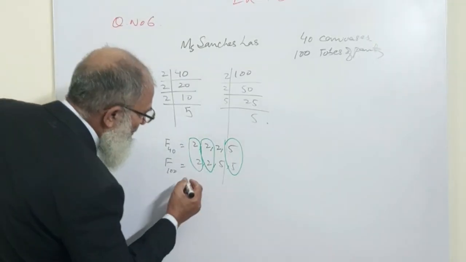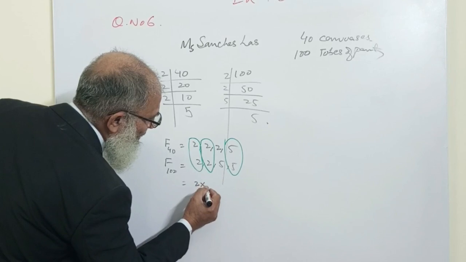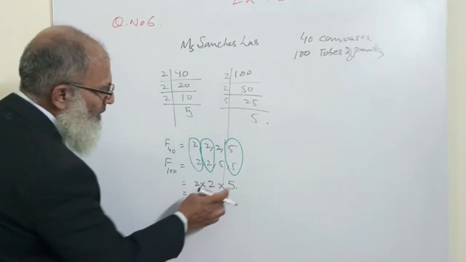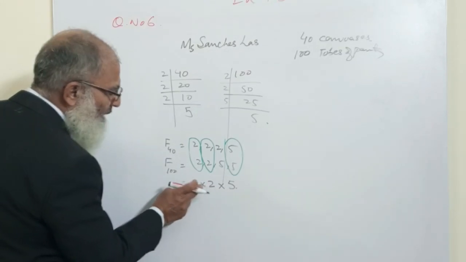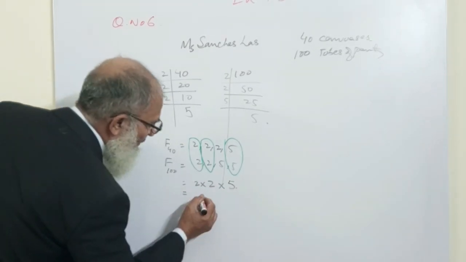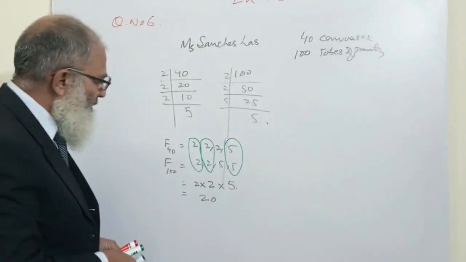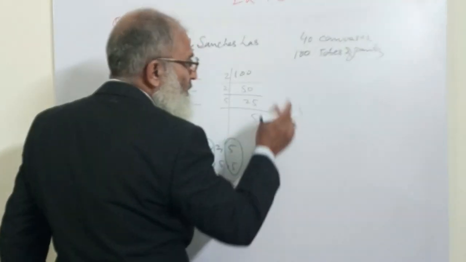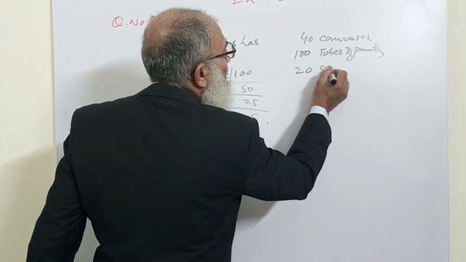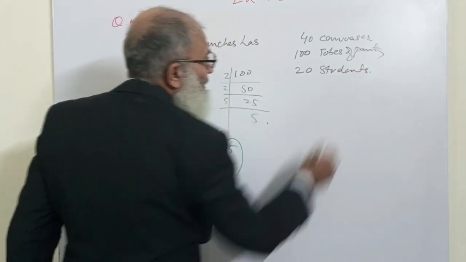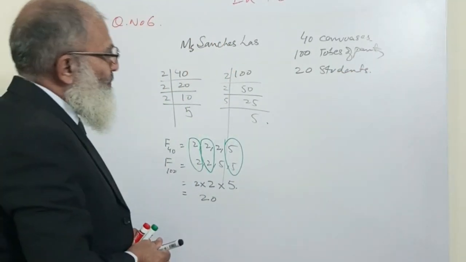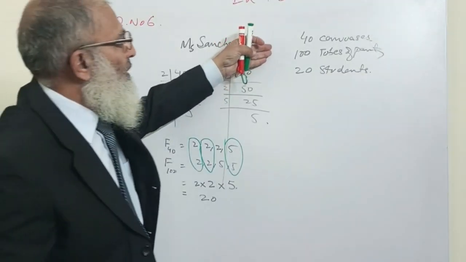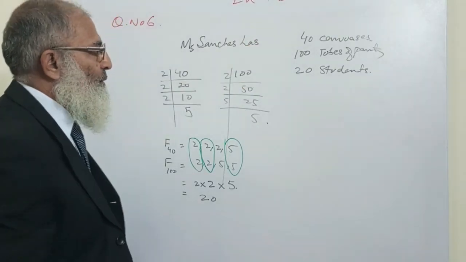So what we write here is 2 multiplied by 2 multiplied by 5. So what we come up with is 2 times 2 is 4, 4 times 5 is 20. My dear students, the answer comes as 20 and the unit for 20 is 20 students. So I don't know how many students she has in her class, but she can distribute to 20 students an equal number of 40 canvases and 100 tubes.